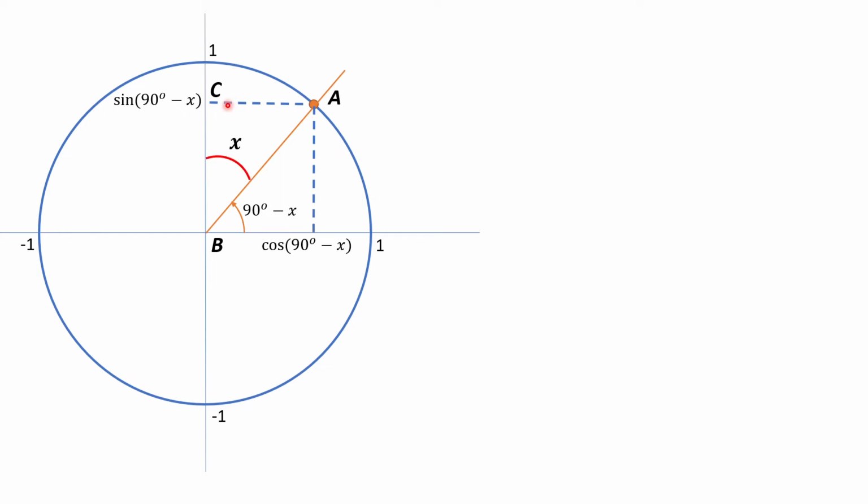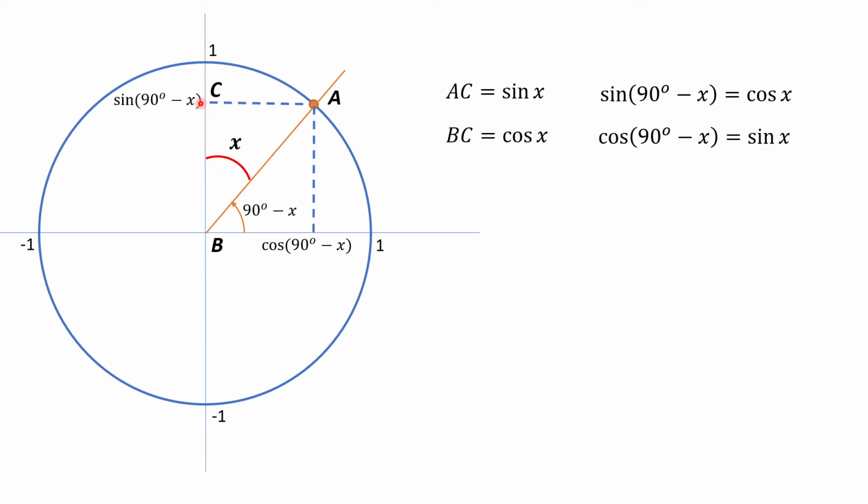Angle B again is angle x. And as before, AC is sine x, BC is cosine x. You now notice that the vertical coordinate of point A, sine of 90 minus x, equals the length BC. Okay? So sine of 90 minus x is cosine x. They're both positive. And cosine of 90 minus x, the horizontal component, equals AC, which equals sine x.